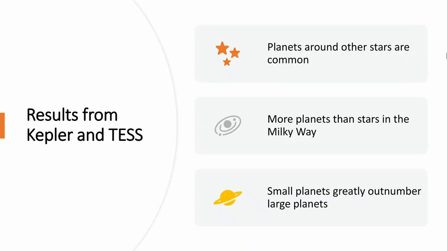What we've seen from these two missions is that planets around other stars are very common, and just using statistics, there have to be more planets than stars in the Milky Way. So our solar system is not unique. Most stars have some kind of planetary systems around them. And smaller planets are going to greatly outnumber large planets. And again, in basically any field of study, this is going to be true, where smaller things outnumber the larger things.